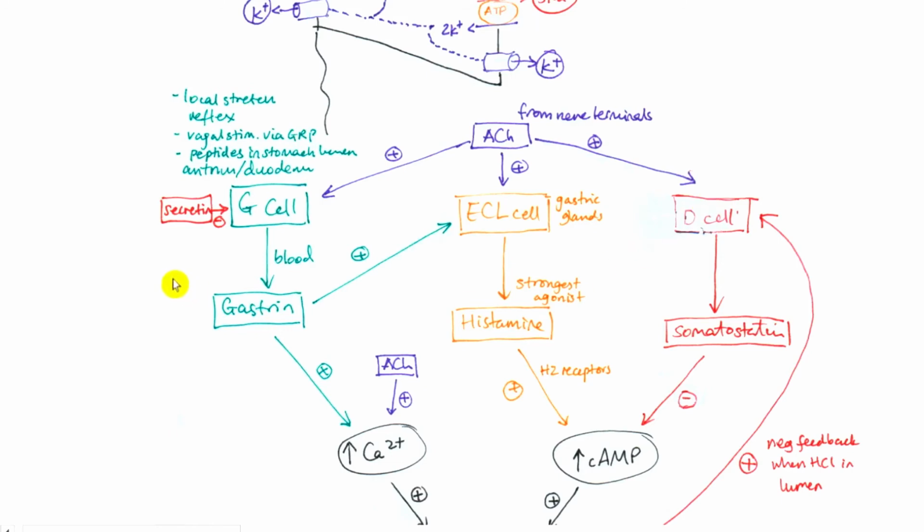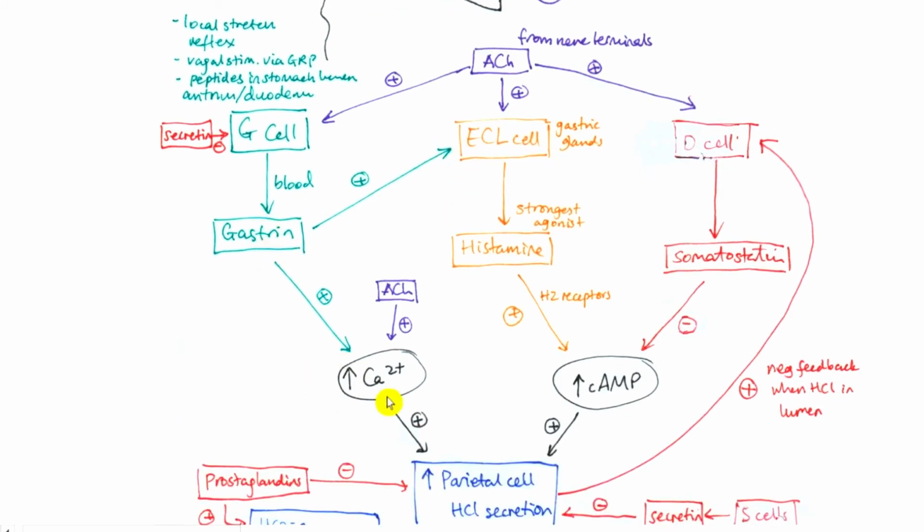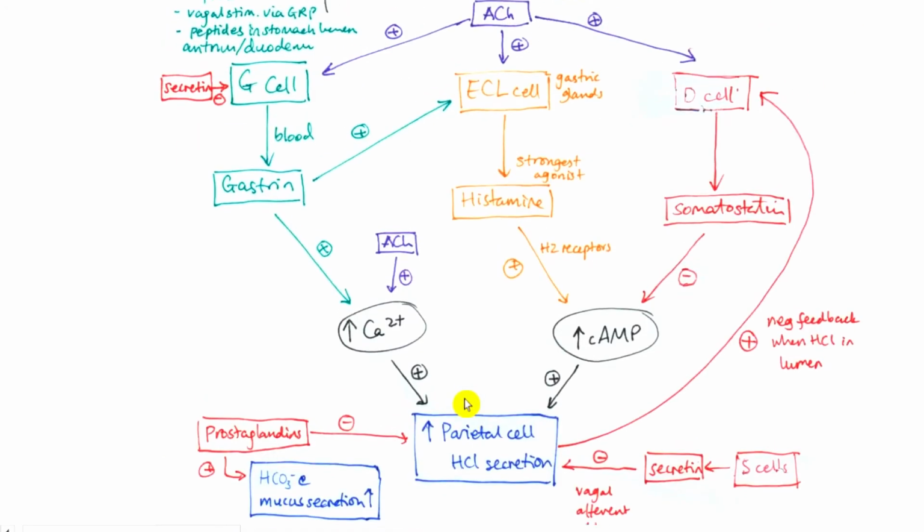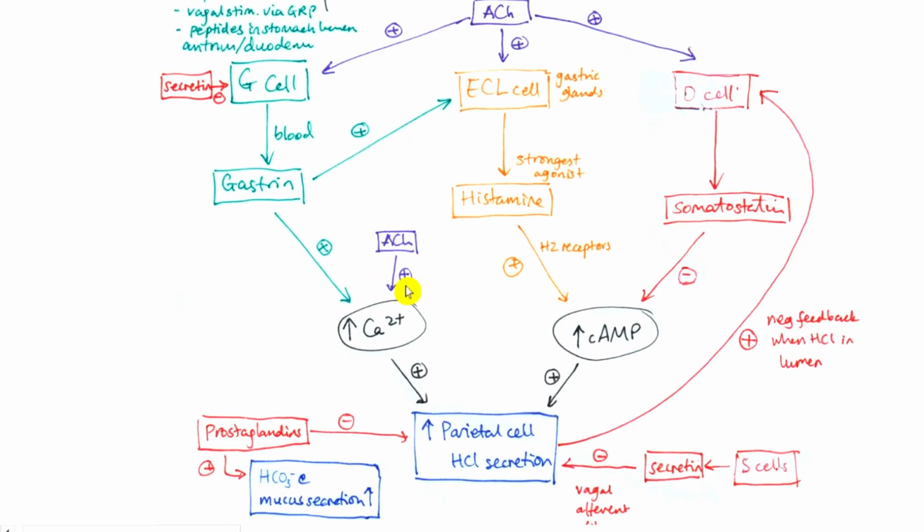So the G cells, they work via local stretch reflex, and they are vagally stimulated via GRP peptides in the stomach lumen, the antrum, and the duodenum. So G cells secrete gastrin into the blood, and the action of secretin decreases the G cell activity. But anyway, G cells secrete gastrin into the blood, and gastrin increases the activity of ECL cells, as well as increasing the calcium concentration in the parietal cells. Increases in calcium concentration, which is also potentiated by acetylcholine, increases parietal cell HCl secretion.